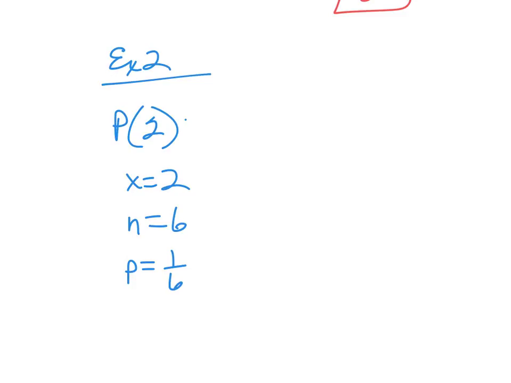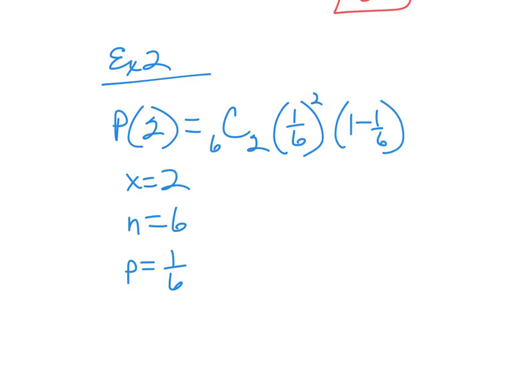So if we take those values and punch them into the formula that we just had, then we're going to end up with this: a combination of n things, 6 things, x at a time, would be 6 things 2 at a time, times little p, which is 1/6, raised to the x, which is to the second, times 1 minus p, 1 minus a sixth, raised to the n minus x, which would be 6 minus 2, which is to the fourth.